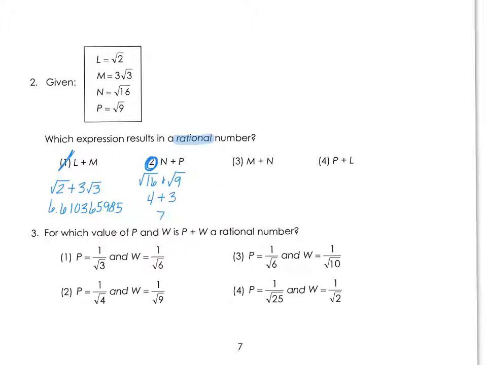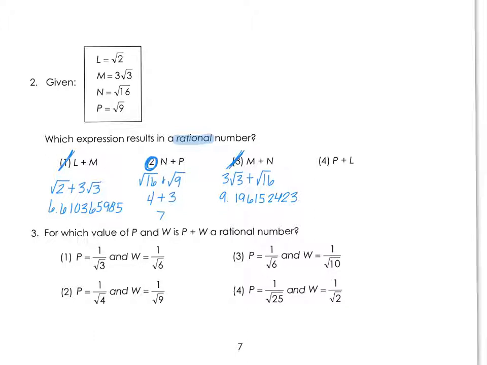I'm going to check the next one just to make sure I didn't read something incorrectly and maybe I was supposed to find the irrational. So M plus N would be 3 radical 3 plus the square root of 16. And if I put that in my calculator, I'm going to get this long non-terminating, non-repeating decimal. So that's not the right answer either. It cannot be written as a fraction.